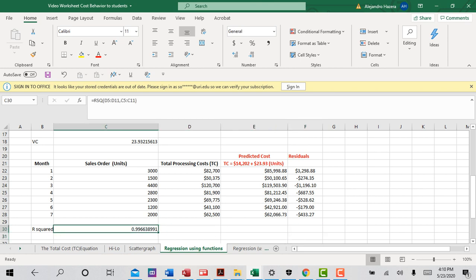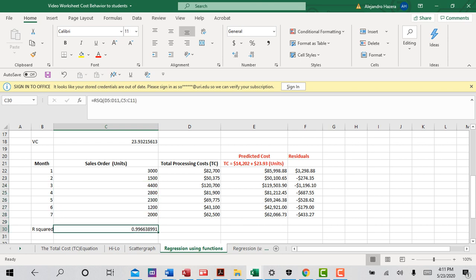But this is saying that 99% of your total processing costs is explained by changes, or variation, in sales orders. So this example was built. Actually, I was right the first time. This example was built to be almost perfect. We'll be doing this for examples that aren't perfect.